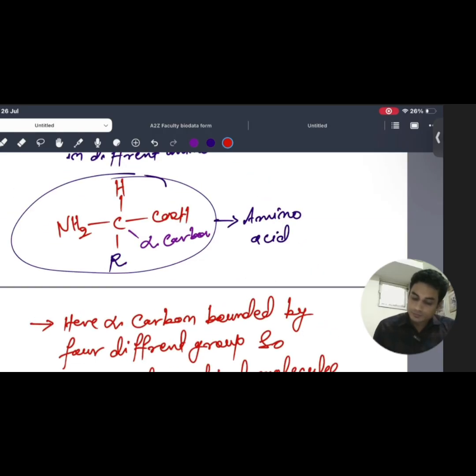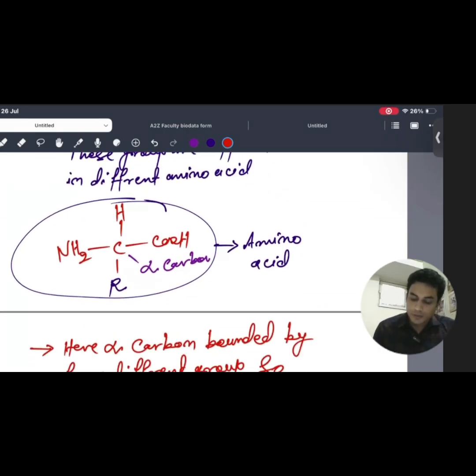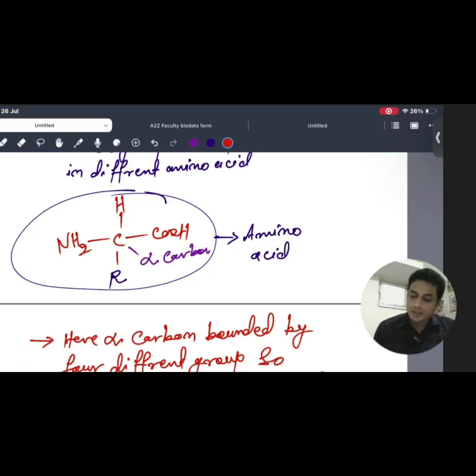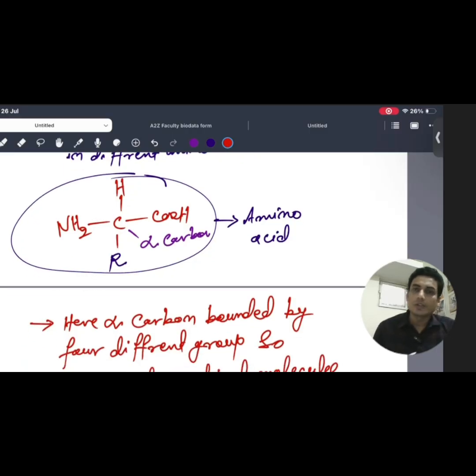Now, this chiral molecule: you know that the carboxylic group is an acidic group, and the other, the amino group, is a basic group. The carboxylic group is known as the acidic group, and the amino group is known as the basic group. The same molecule has both an acidic group and a basic group.